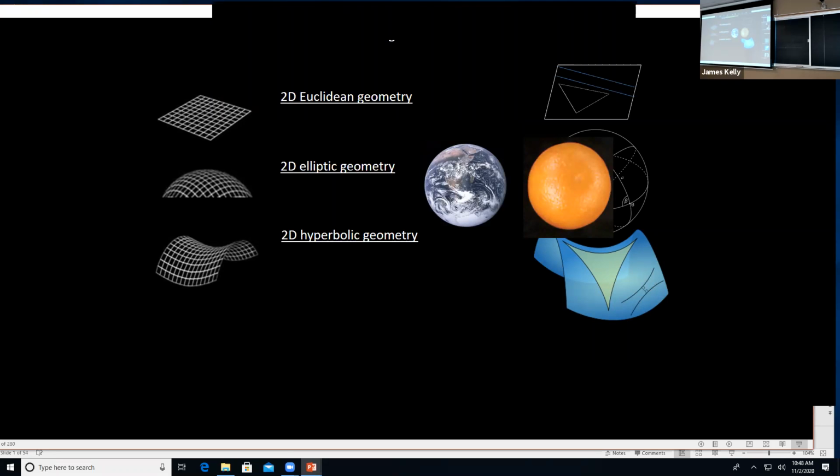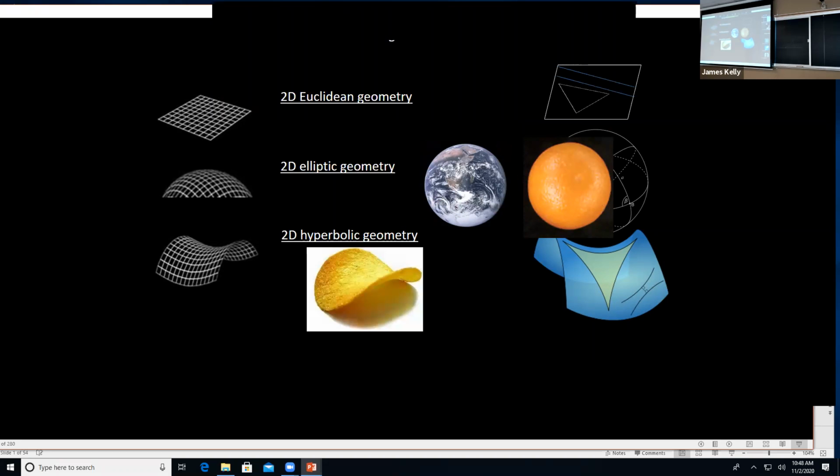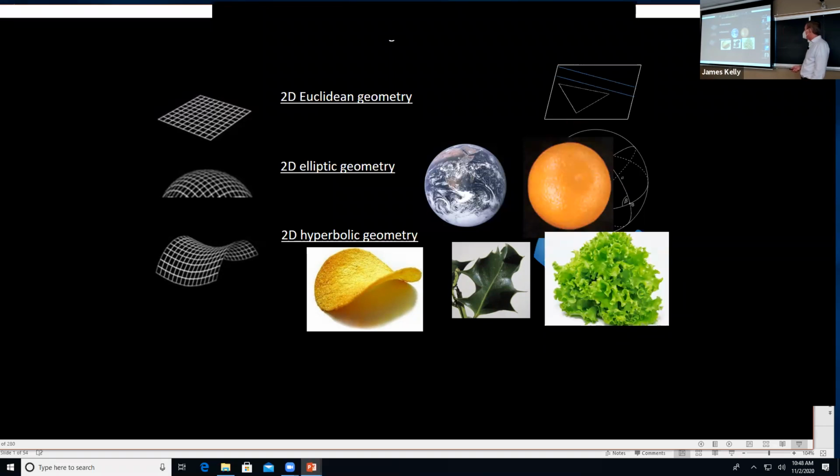So just looking at different shapes, of course, the surface of Earth has an elliptic geometry. The surface of an orange has an elliptic geometry. The Pringles potato chip has the classic hyperbolic geometry. Holly leaves have hyperbolic geometry. You can imagine if you tried to draw a circle centered at a point somewhere here, the circumference would be wiggling up and down. So you get too much circumference compared to your radius. That's a sign that you're on a hyperbolic surface.